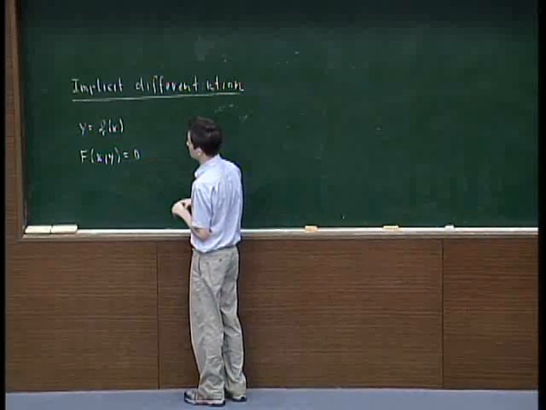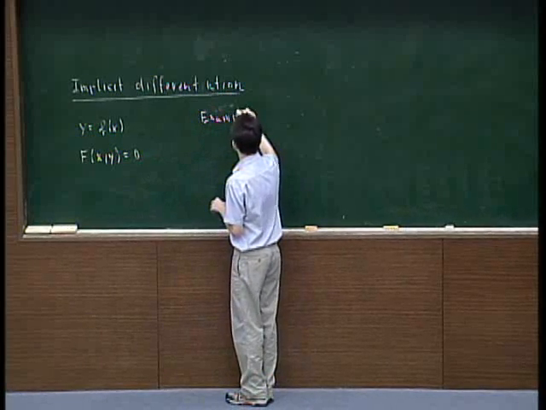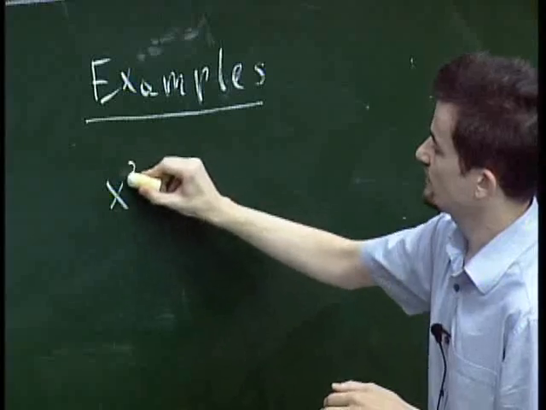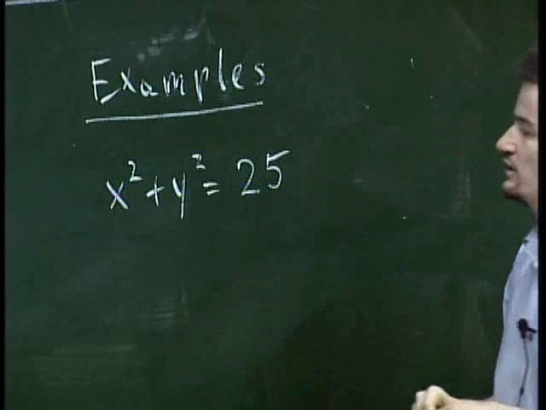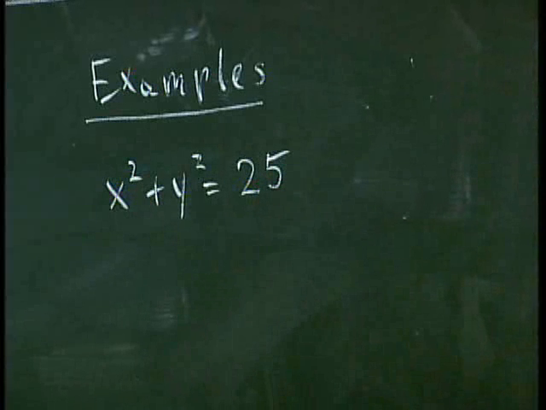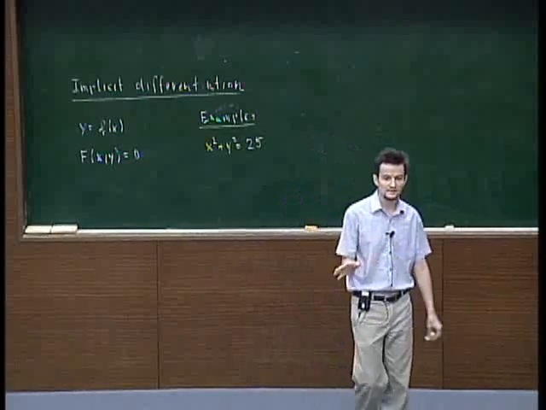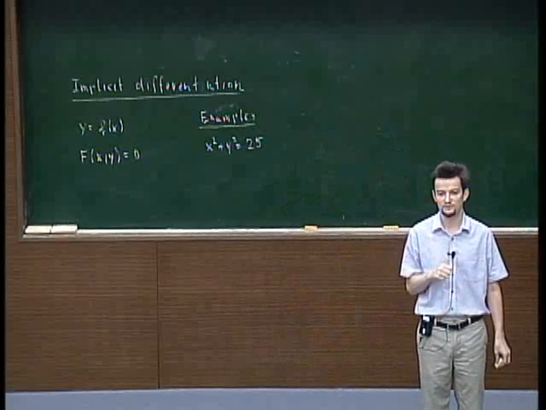For instance, some examples for functions which are given implicitly we saw last time already. So for instance, this function here. Okay, we know that this equation here describes the circle. And if you can solve for y easily, you have two solutions: one describing the upper semicircle, one the lower semicircle.